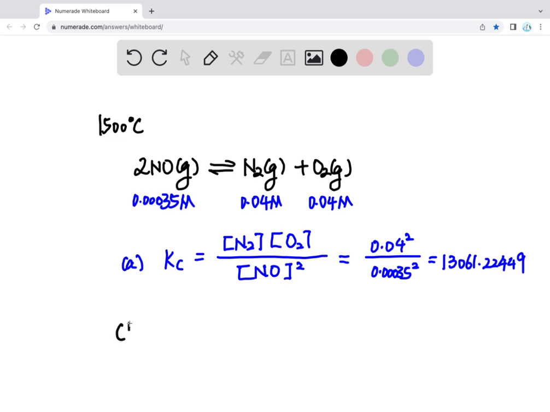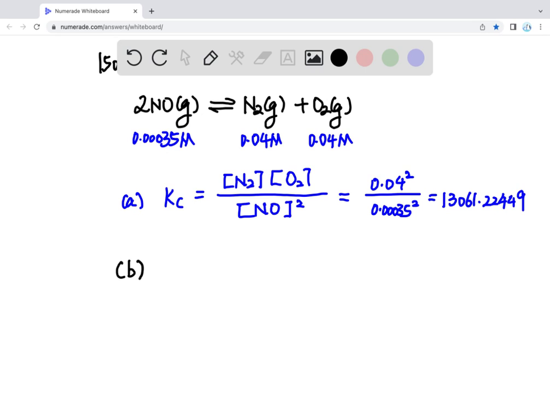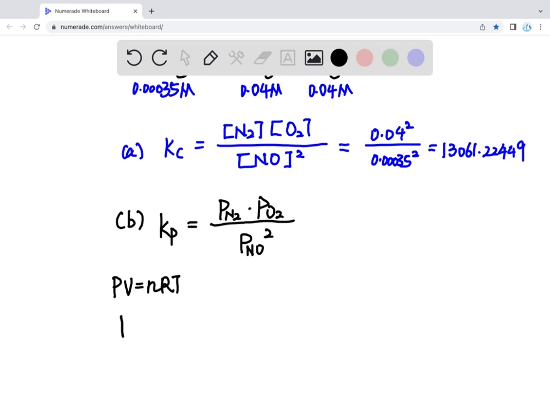And the second one is a little bit tricky. I want to calculate the Kp. So first, we need to know the Kp expression, right? It is equal to the partial pressure of the nitrogen times the partial pressure of the oxygen over the partial pressure of the NO to the power 2. So according to the ideal gas law, PV equals nRT. In this case, you will find the pressure is equal to nRT over V.